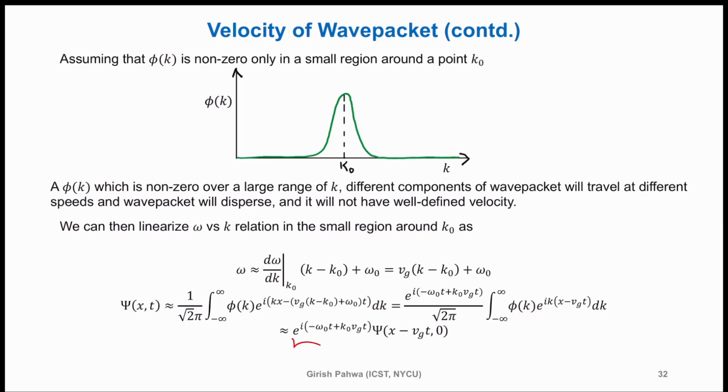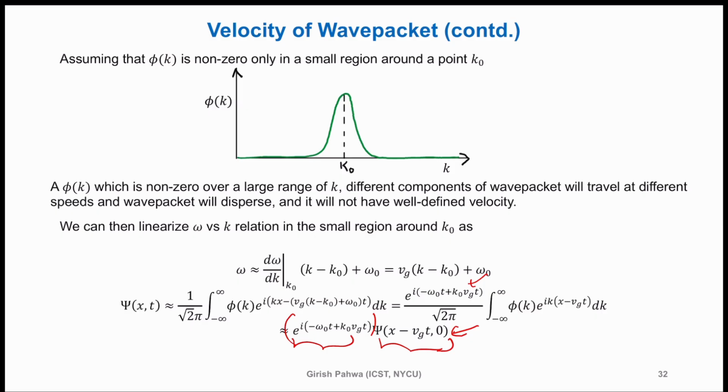So you have this factor times this. Now you may have a question, what about this factor? I mean, yes, this is displaced with Vg times t. What about this factor? Does it play a role? It does not play a role.